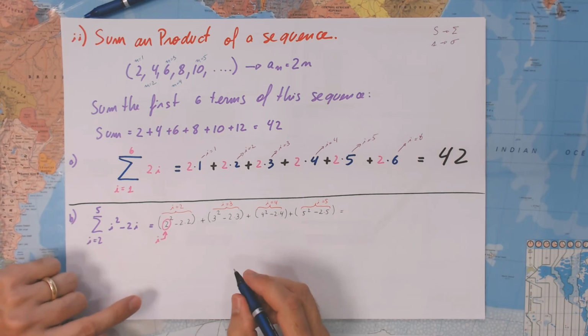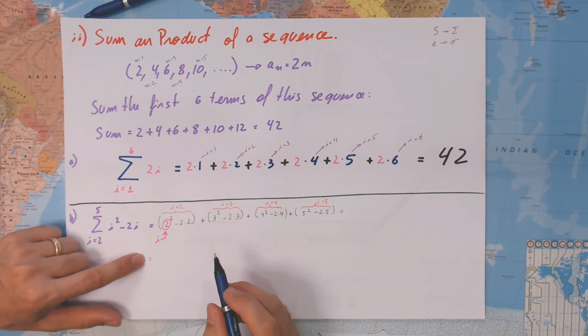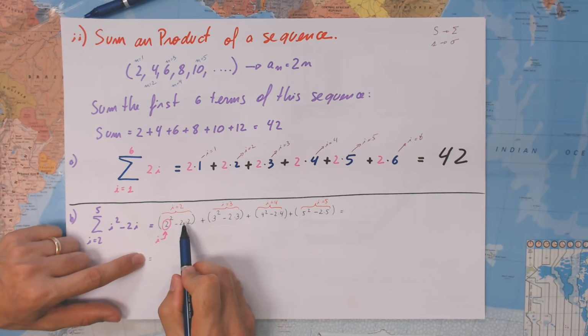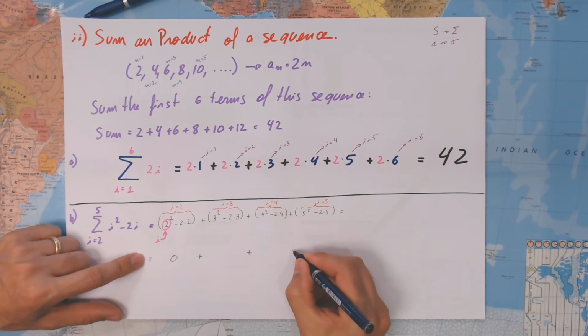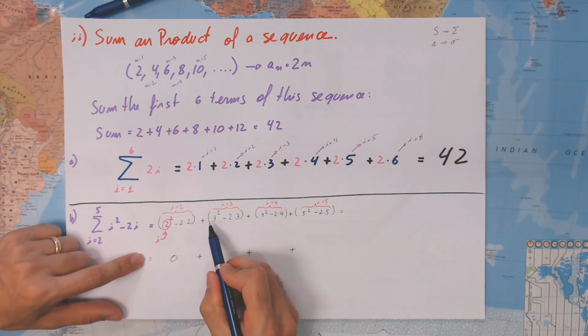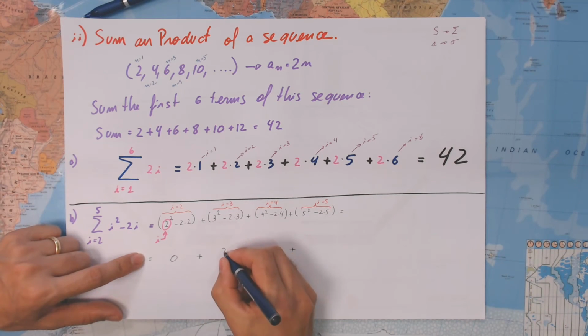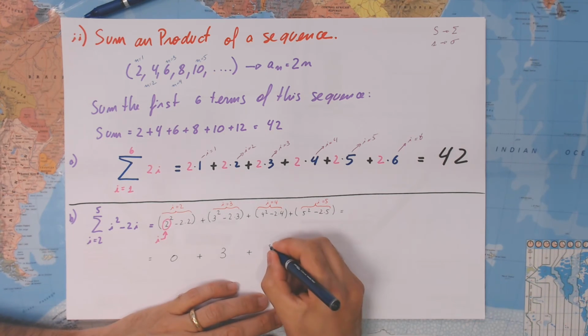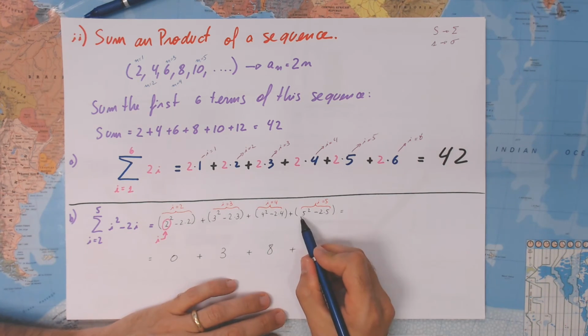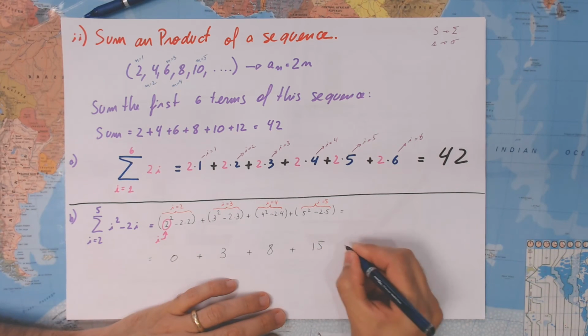Let's do this one. Okay, and what is that? 4 minus 4, this is a 0. Plus 9 minus 6, this is a 3. 16 minus 8, this is an 8. 25 minus 10, this is 15.